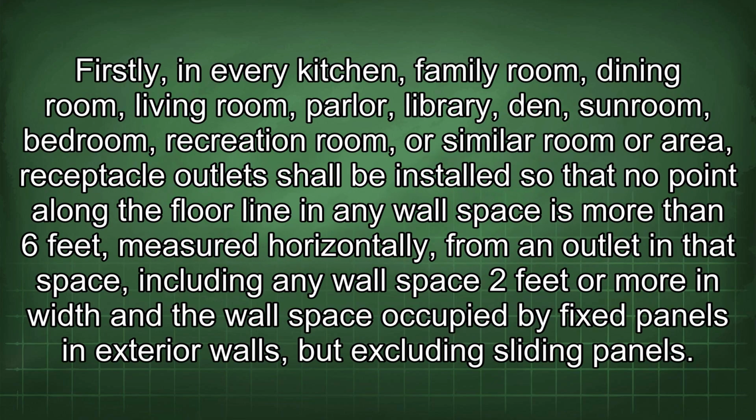Firstly, in every kitchen, family room, dining room, living room, parlor, library, den, sunroom, bedroom, recreation room, or similar room or area, receptacle outlets shall be installed so that no point along the floor line in any wall space is more than 6 feet, measured horizontally, from an outlet in that space, including any wall space 2 feet or more in width and the wall space occupied by fixed panels in exterior walls, but excluding sliding panels.